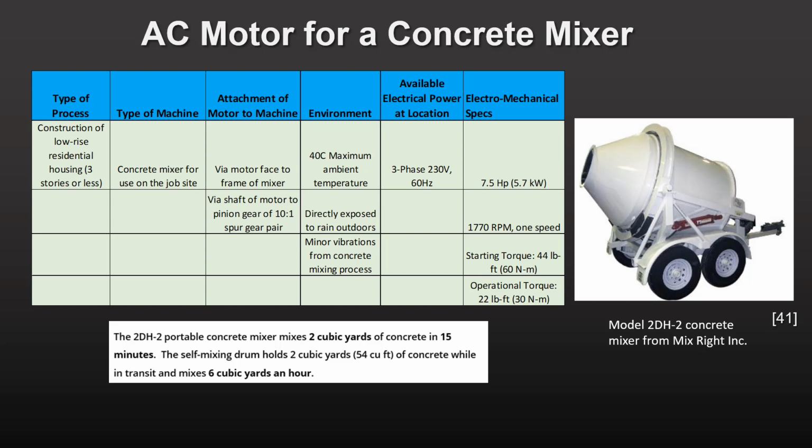You have only 3-phase, 230 volts, 60 hertz electrical power at your job site. A gasoline-powered engine produces this power. The motor must output 7.5 horsepower and must turn in steady state at 1,770 RPM. The required starting torque is 44 pound-foot, and the operational torque is half that at 22 pound-foot.